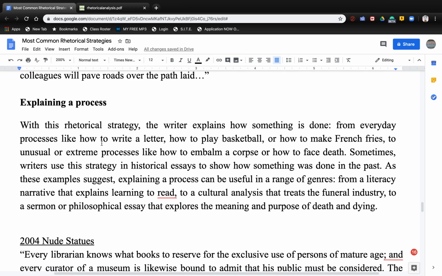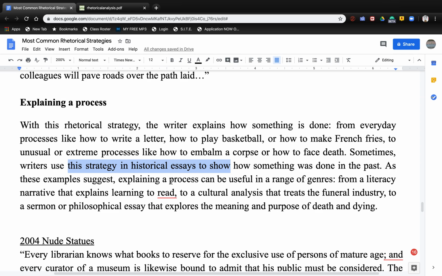So, explaining a process. This one might actually be very common and very useful too. The idea of explaining a process is that you say how something is done. Now, it doesn't have to be how everyday things are done. It doesn't have to be necessarily that. Mostly what you'll find is how something was done in the past, perhaps. So this is one example here, how the process of a thing works.